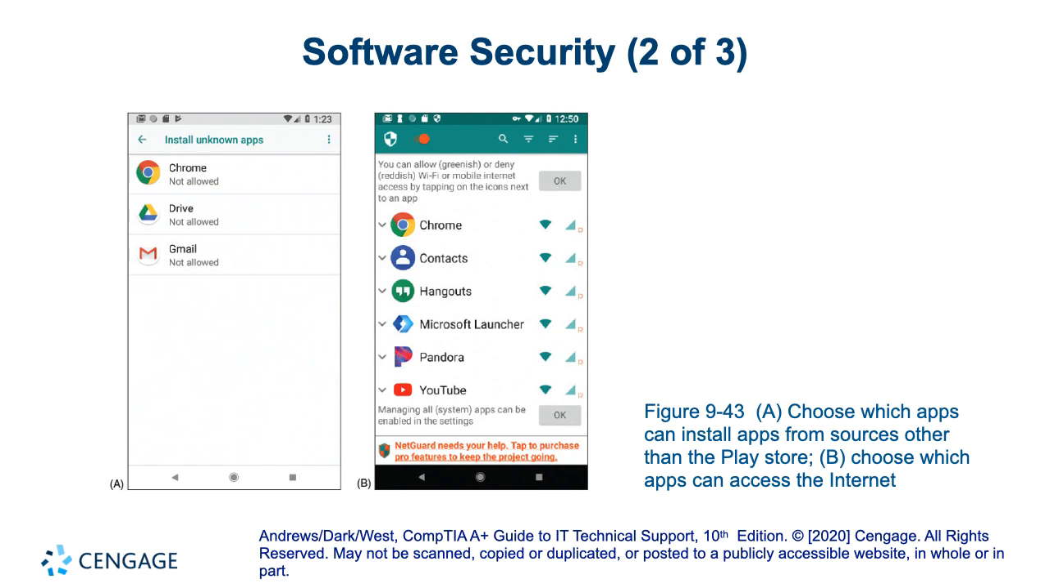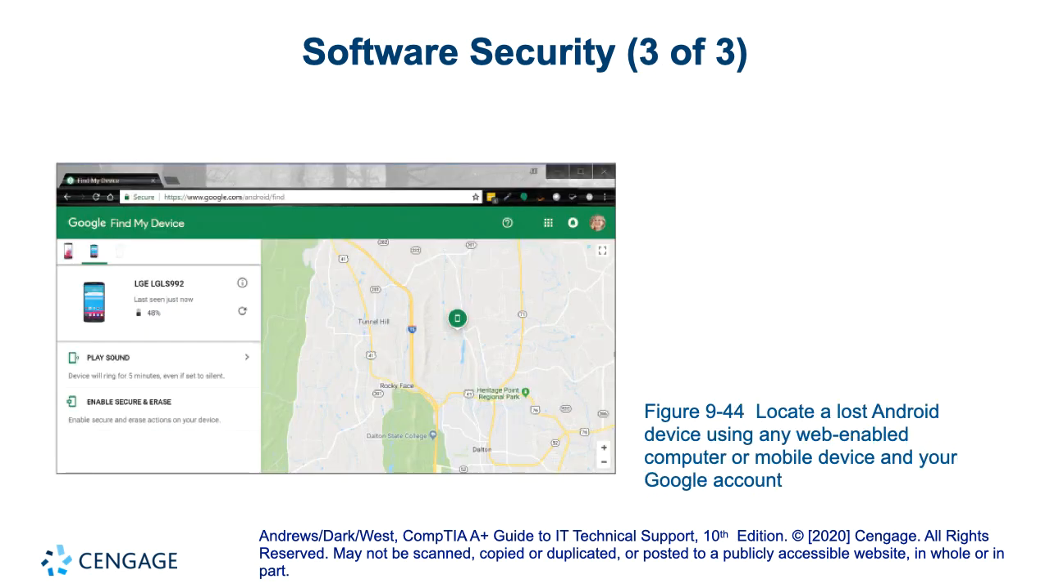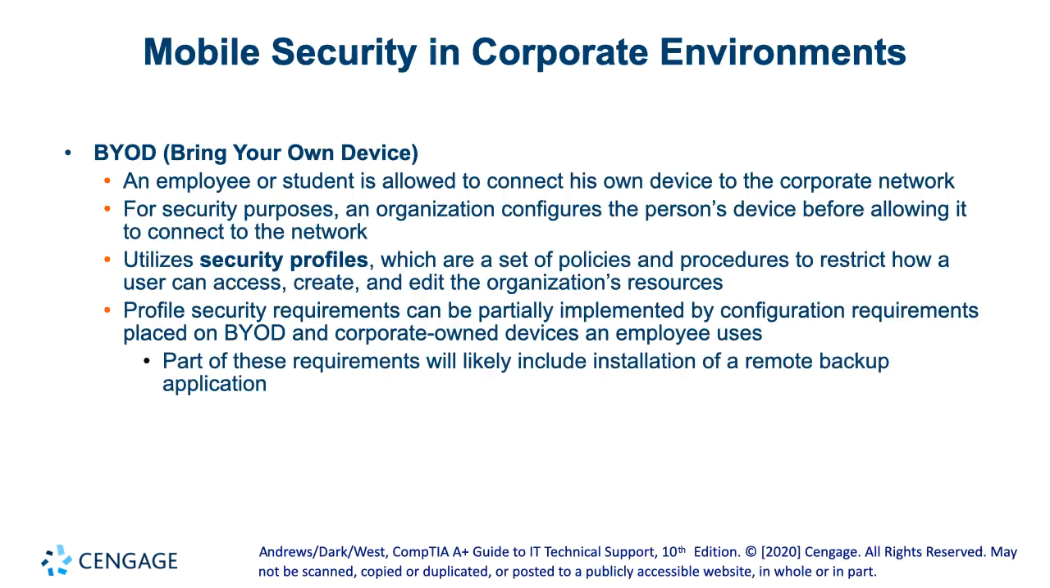Right. So this is just showing where you can choose your apps to install from and which apps can access the internet. So you have a lot of granular control on what happens on your mobile device. And this is just an example of locating a lost Android device. If you've got this enabled, you can locate your Android device, and then also, if you have it enabled, you can erase it and wipe your phone if it were stolen.